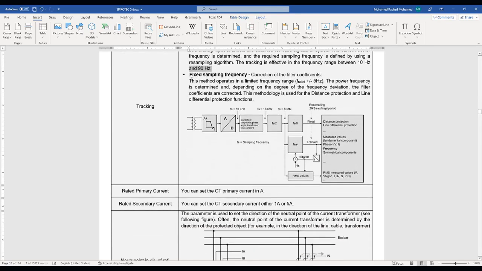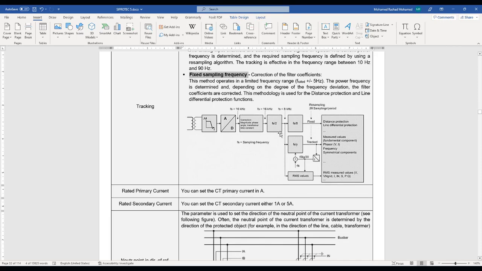The second thing is the fixed sampling frequency. What is this fixed sampling frequency? They said this method works specifically when the frequency increases or decreases by half a hertz, like if you're moving between 55 and 65, it's okay with you. Is that clear? And thus, it only determines this. Based on that, the correction factor for your filter is changed.